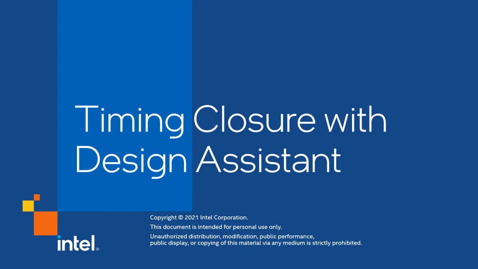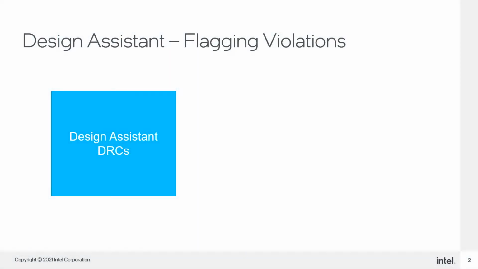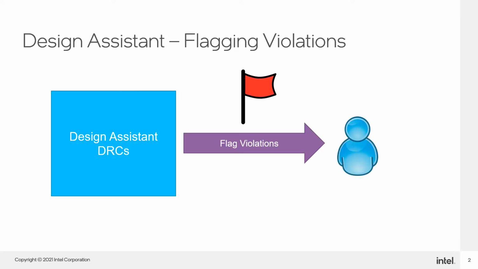In this video, I'll be showing you how to use the Design Assistant feature for timing closure. Before we begin, let's have a quick recap on how Design Assistant works. When enabled, it reports any violations against a standard set of recommended design rules, also known as DRCs. This helps to increase productivity by reducing the total number of design iterations for design closure.